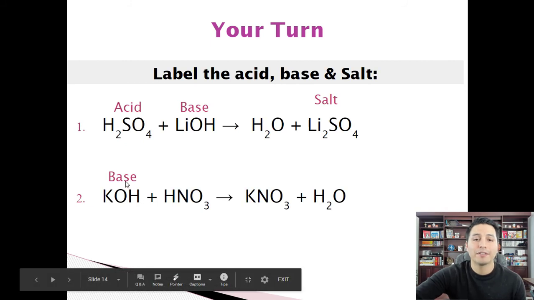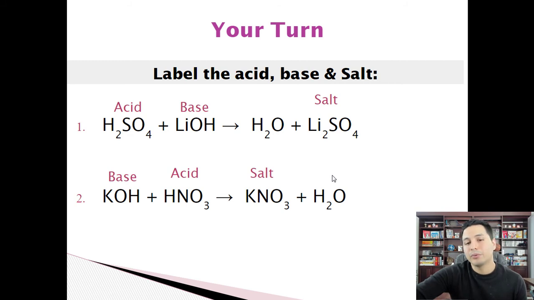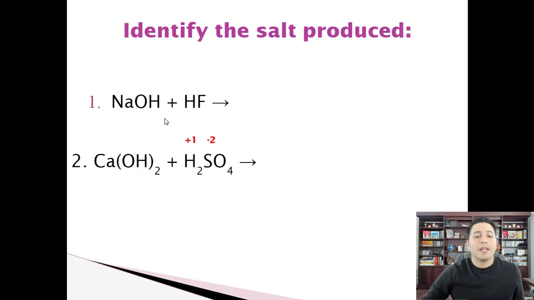Next, you have OH, so this makes your base. Then you have a hydrogen in front. That will be your acid. Then you have KNO3. Now this is positive and this is negative, so you're going to have a salt. And then you have H2O, which is just your water. All right, so I want you now to be able to predict the products.